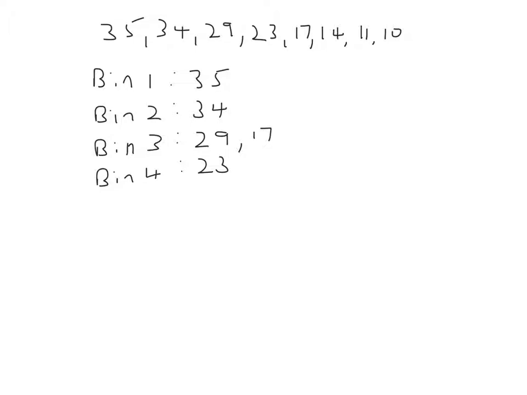14 will go into bin 1, that makes 49. 11 won't go into bin 1, but it will go into bin 2. 10 won't go into 1 or 2 or 3, but it will go into 4. So we do need only 4 bins if we're using the first fit decreasing algorithm.